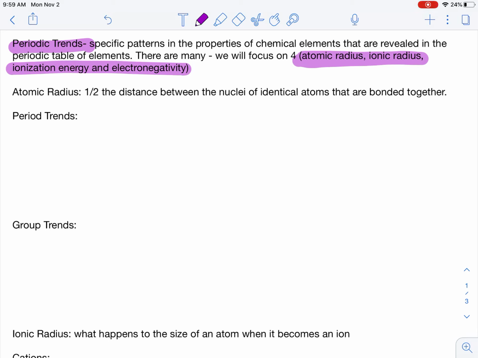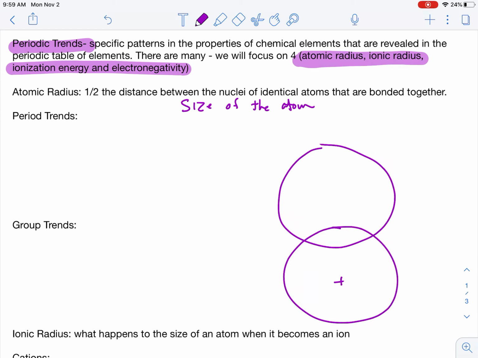So atomic radius. Atomic radius, by definition, is half the distance between the nuclei of identical atoms that are bonded together. What that means to you is the size of the atom. In reality, what they're talking about is when you have 2 identical atoms that are bonded together. It kind of looks like this. Maybe these are 2 hydrogen atoms, and they take half the distance between the nuclei, and they call that the atomic radius. So like from here to here.